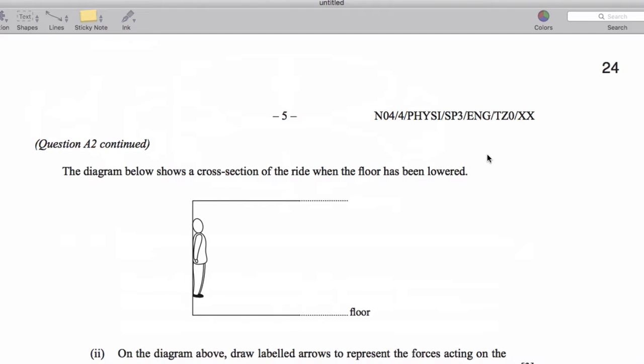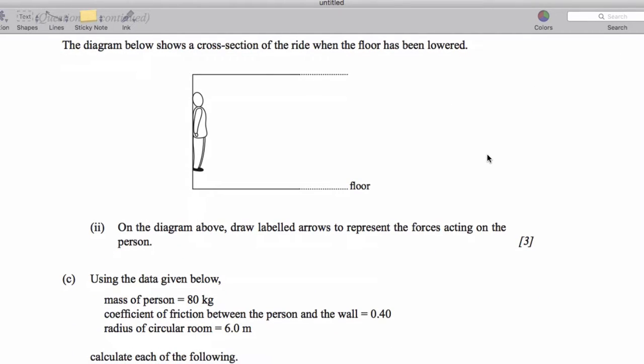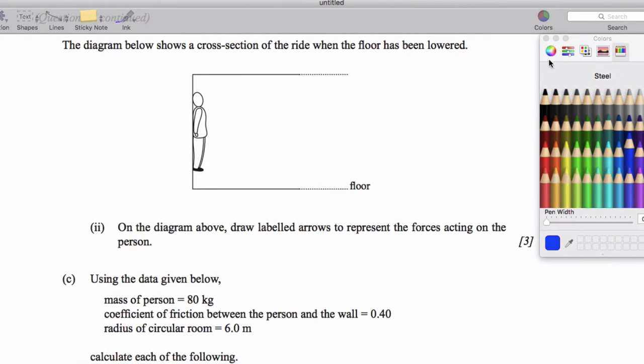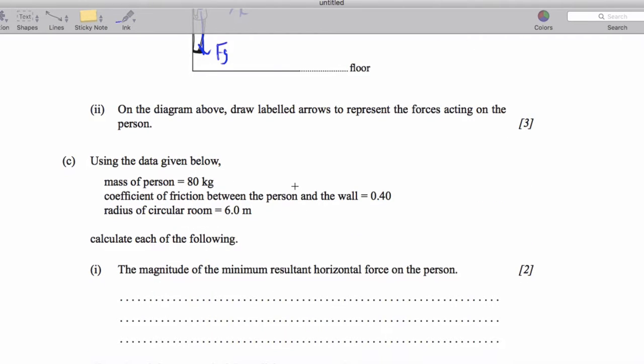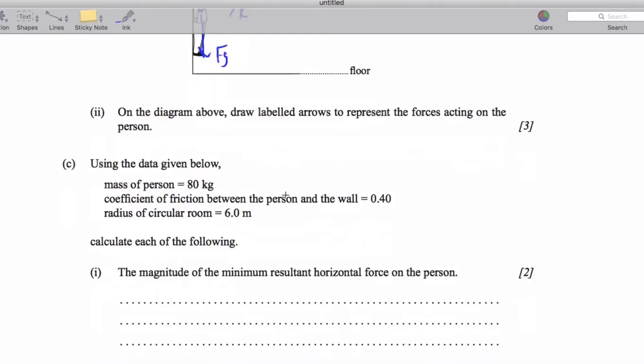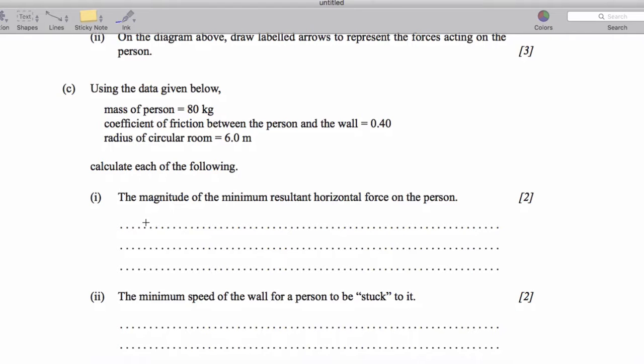Now for part C. All right, that's so funny because this is exactly the free body diagram we drew. I swear I didn't read the question, so let's just draw it. Here we go. We've got the force of friction, we've got the gravity force, and we've got the reaction force there. All right. So let's get the magnitude of the horizontal resultant force on the person.